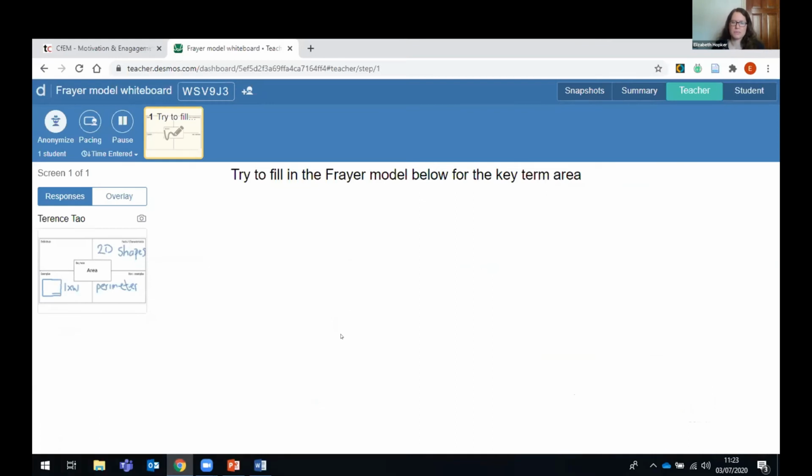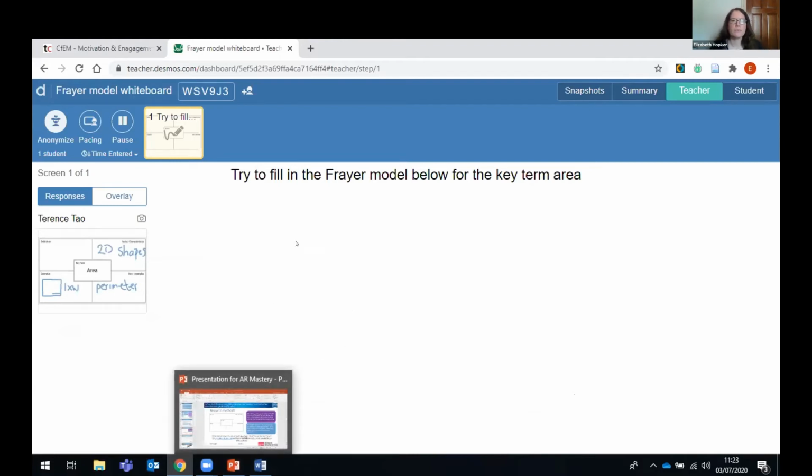So we've got one response that was done earlier. Hopefully you should be able to see my screen here. So you can still see the Freya model whiteboard. If you haven't used Desmos before, this is, by the way, the teacher version. Oh, I can see the numbers are going up. So we've got a 5 now. We'll just see what you guys can come up with. It's a little bit of an experiment.